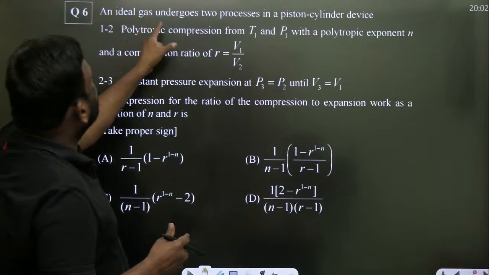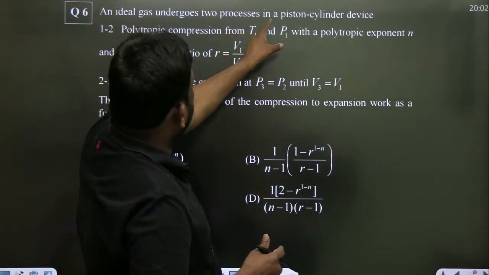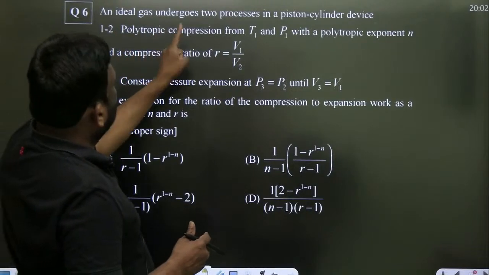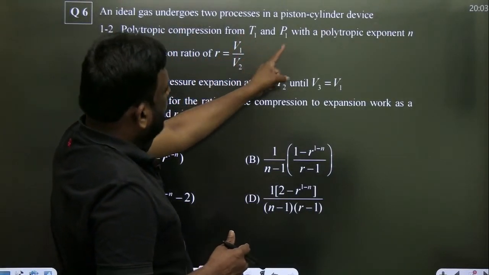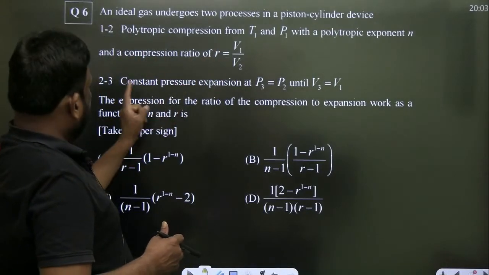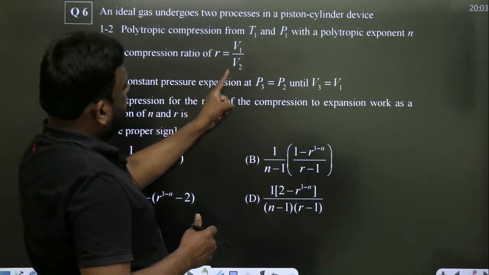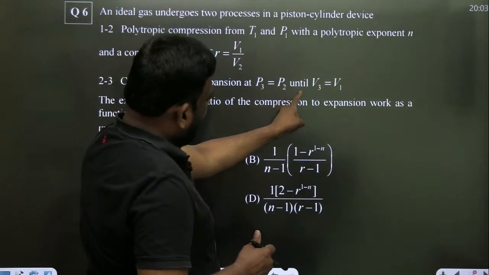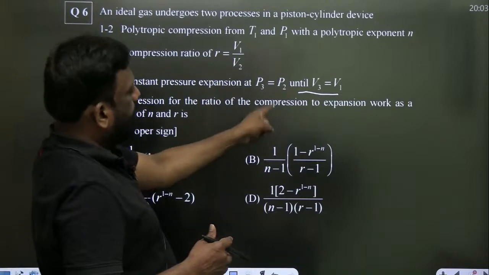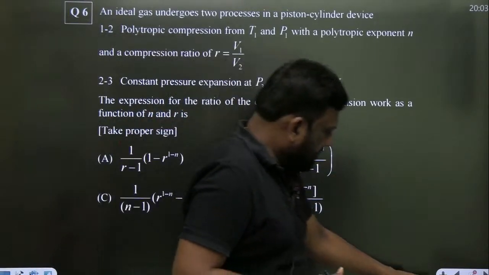An ideal gas undergoes two processes in a piston cylinder device. 1 to 2 is a polytropic compression with an exponent n, and the compression ratio is V1 by V2. 2 to 3 is a constant pressure expansion until V3 is V1. The expression for the ratio of work of compression to the work of expansion. सवाल देखो सर.